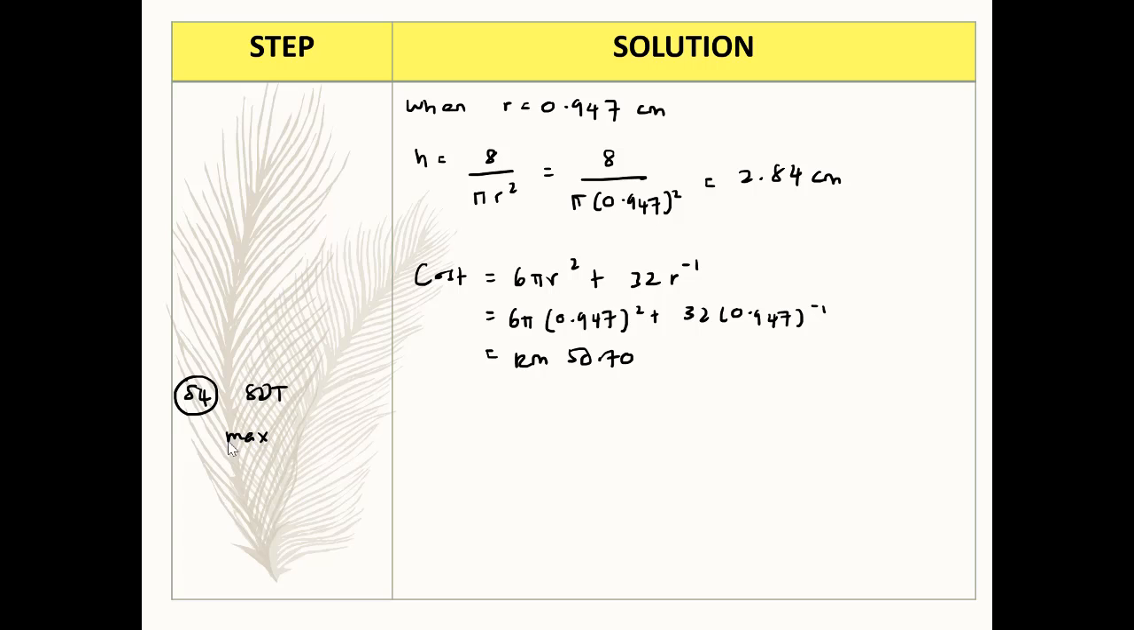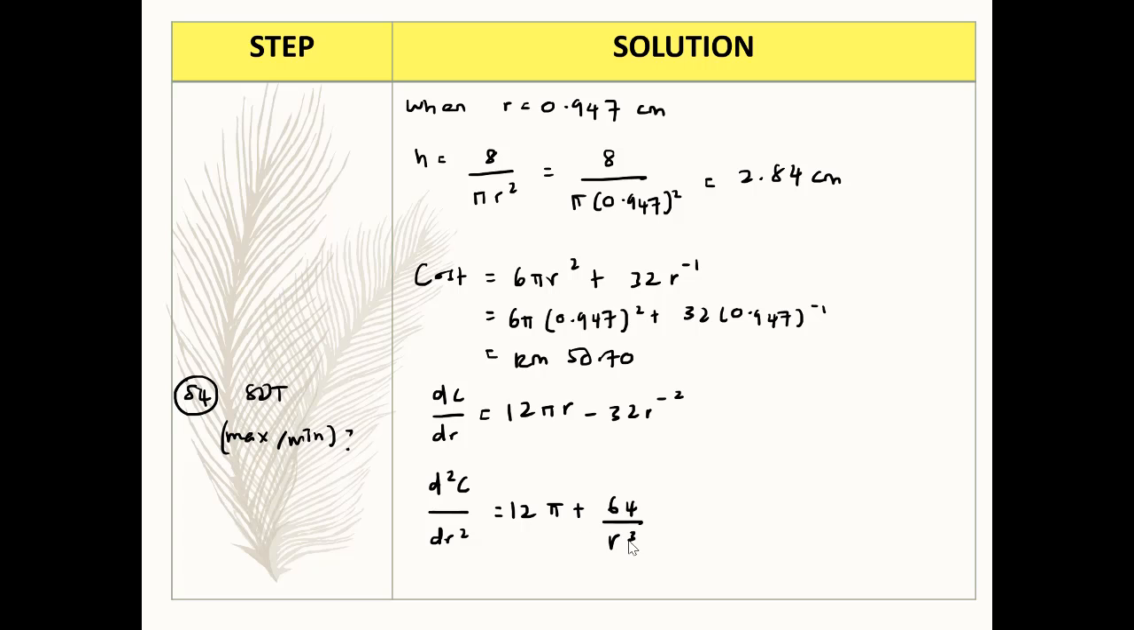And then next is we need to find whether the cost is maximum or minimum. So we use the second derivative test. We need to differentiate again the dC over dr. So dC over dr, here we got 12 pi r minus 32 r power of -1, and then the second derivative d2C over dr2 is equal to 12 pi plus 64 over r cubed, right?